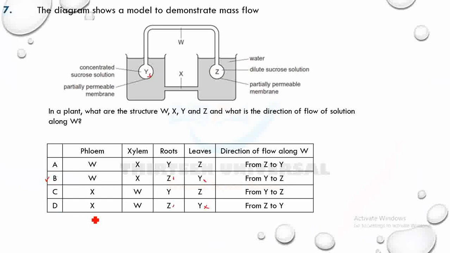Because D is saying from Z to Y. It's going to move from high concentration to low. And if you check here now, they already told us that this is water. So water is moving through xylem. So xylem is X. You can see that. All right. So phloem is W, because it carries sucrose. So B is the answer, guys.